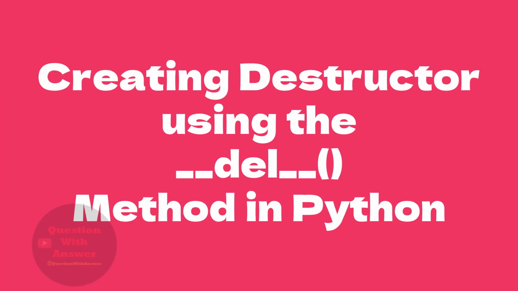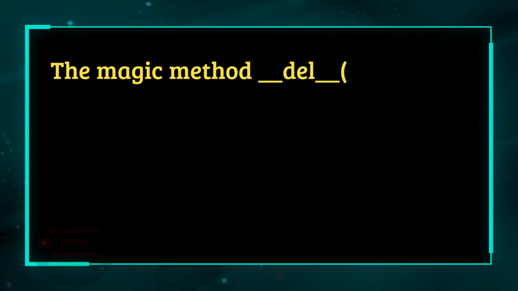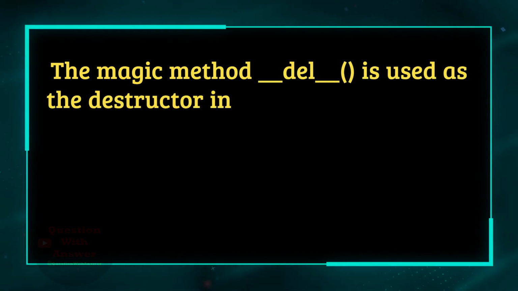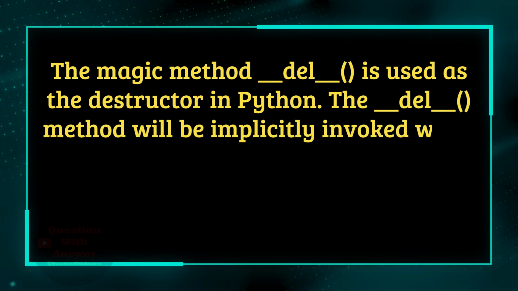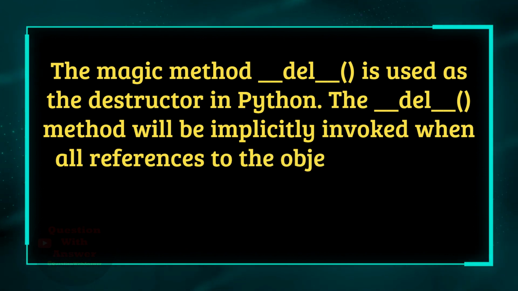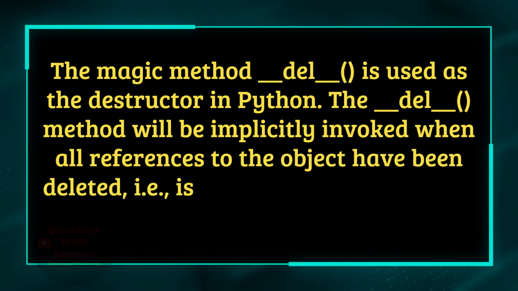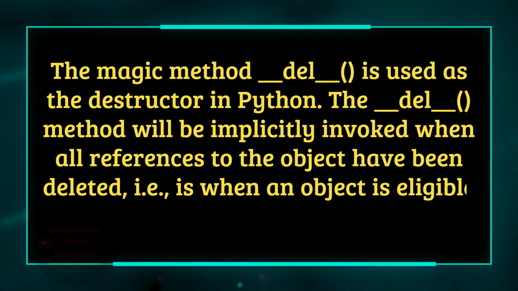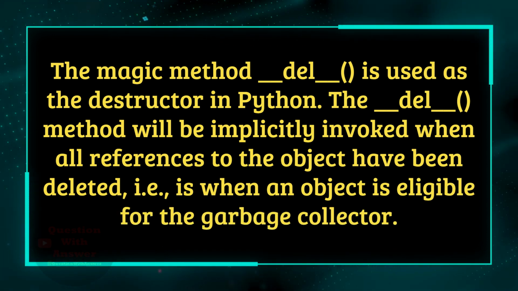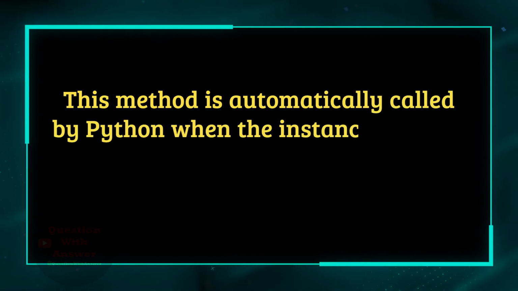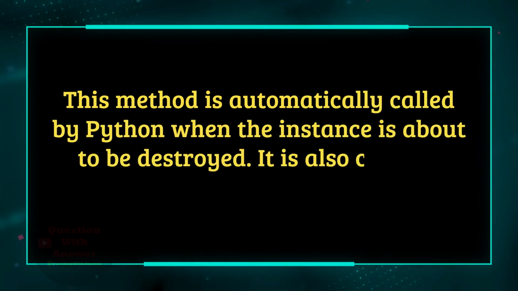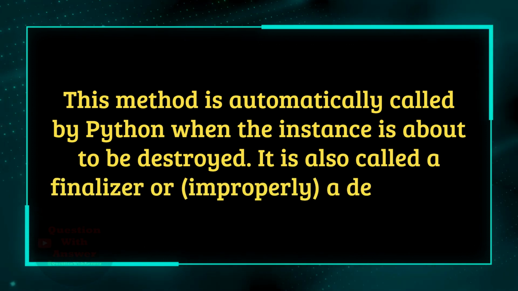Creating a destructor using the __del__ method. The magic method __del__ is used as the destructor in Python. The __del__ method will be implicitly invoked when all references to the object have been deleted, that is, when an object is eligible for the garbage collector. This method is automatically called by Python when the instance is about to be destroyed. It is also called a finalizer or, improperly, a destructor.